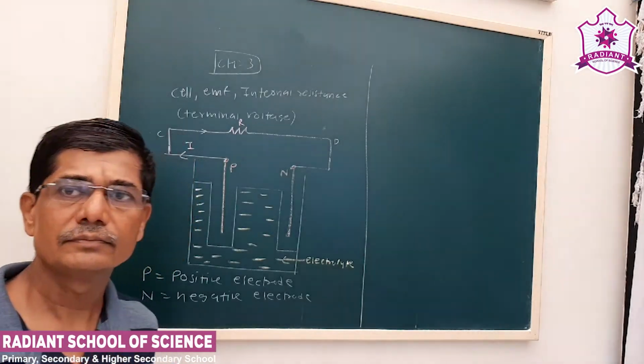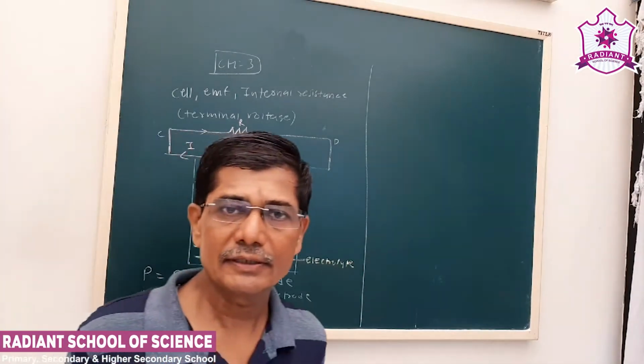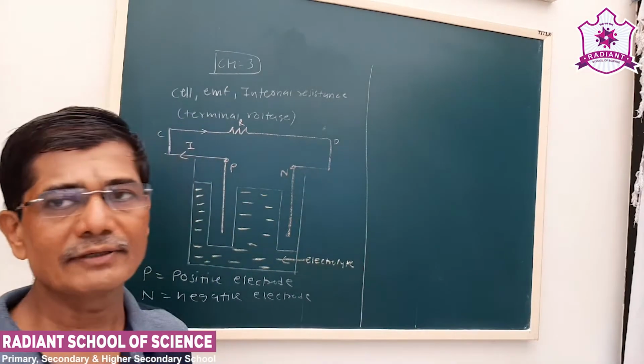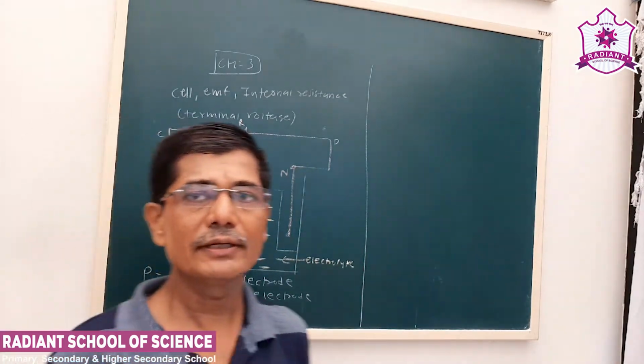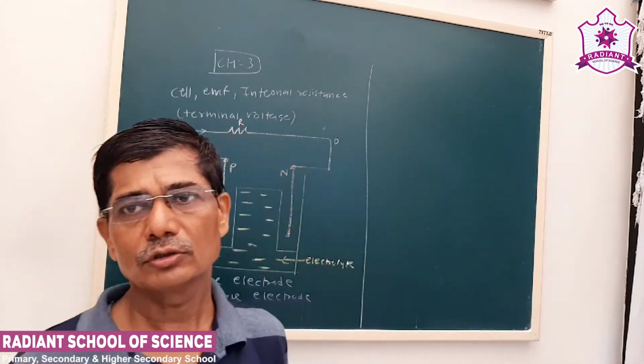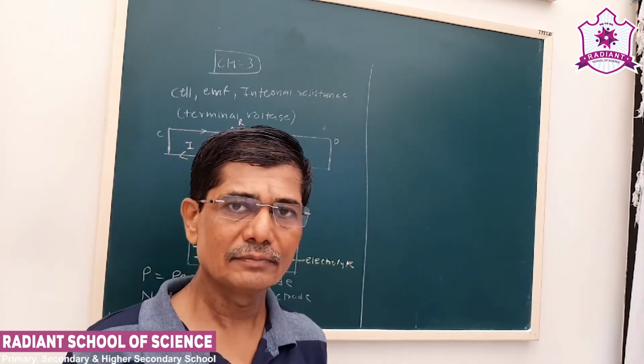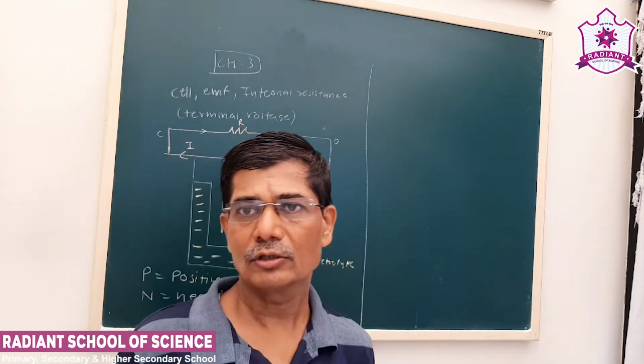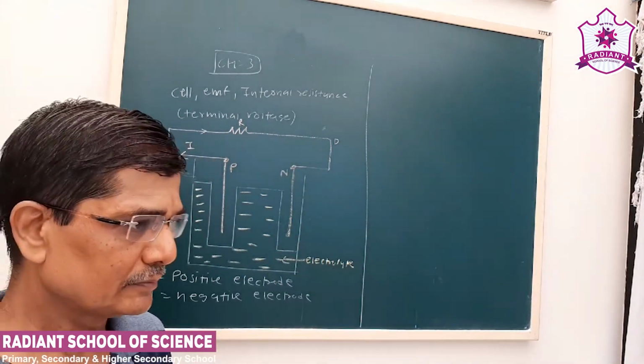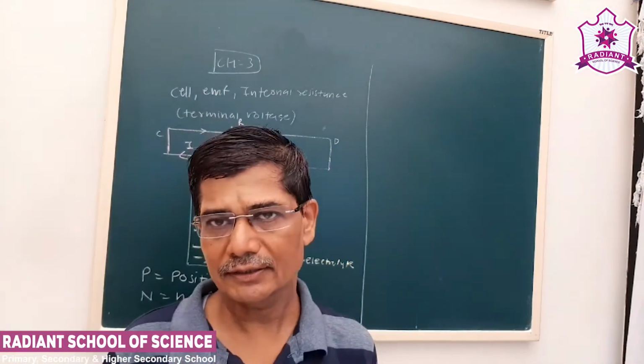Now, dear friends, in lesson number 3, that is current electricity. Last time we talked about drift velocity. We also talked about how the resistivity of conductors changes with temperature, and we saw the relation between resistivity and temperature. Now we proceed further in this lesson.